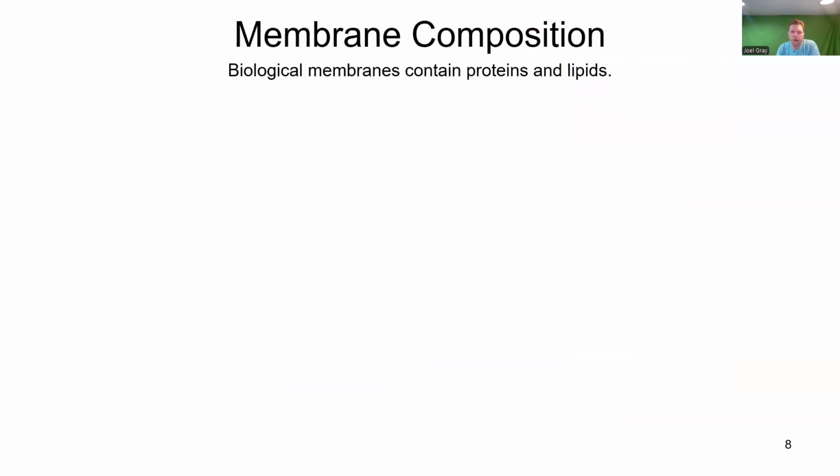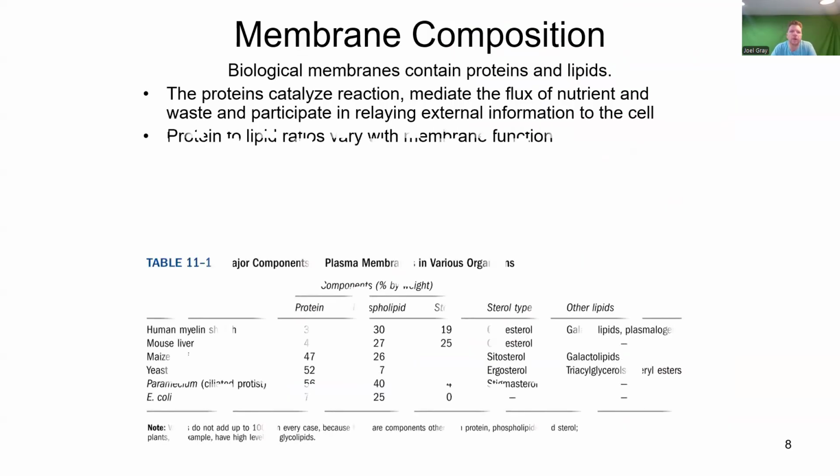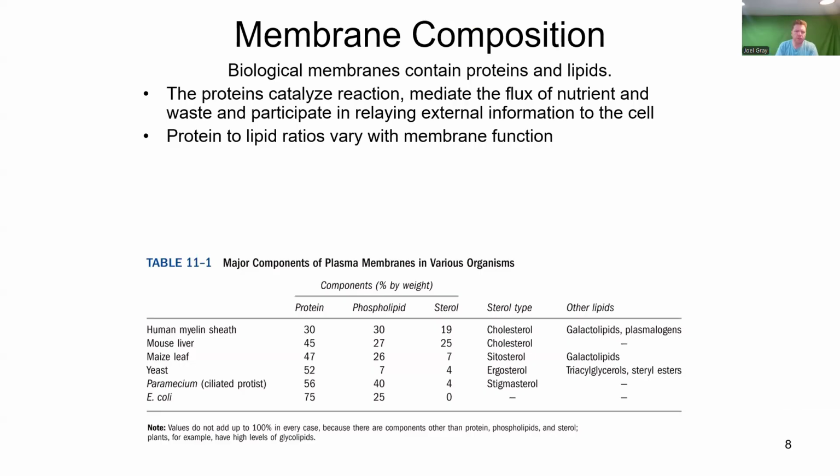Now, your biological membranes, we've already talked about glycerophospholipids and sphingolipids as major membrane components, but they also contain proteins. Proteins catalyze reactions, mediate the flux of nutrients and waste, and participate in relaying external information into the cell. Now, the protein to lipid ratios vary with membrane functions. So here are some examples of different cell types and different distributions.